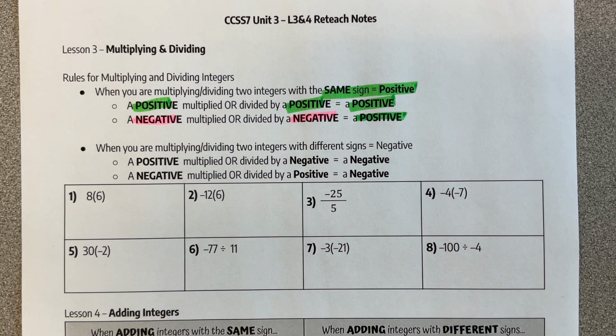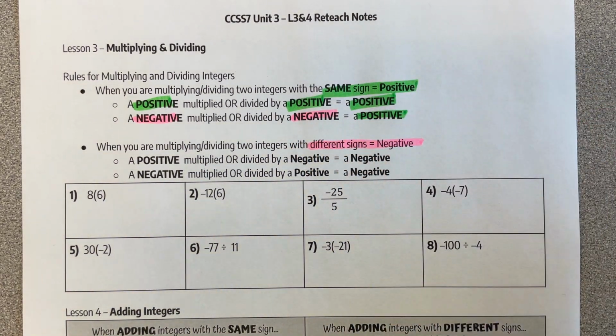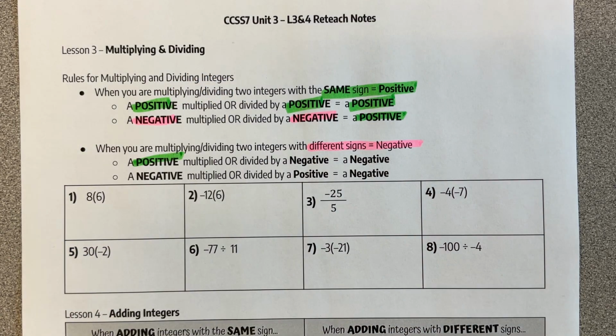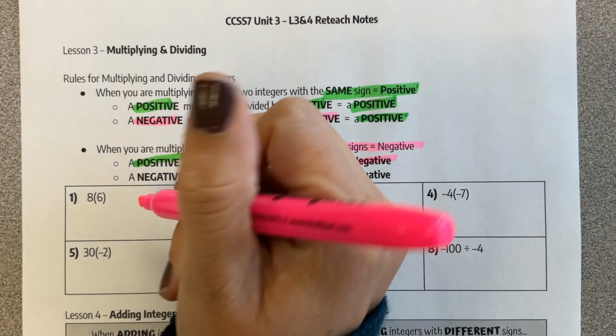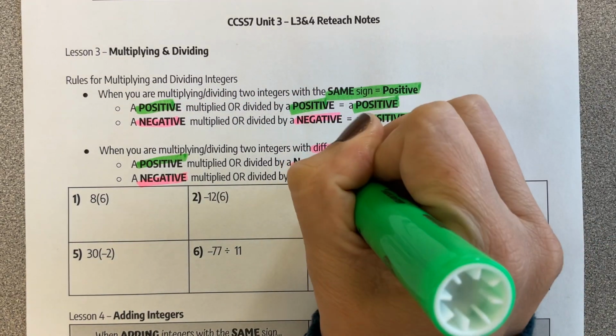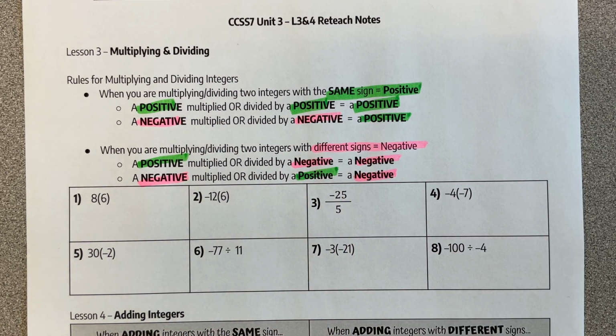When we have two integers with different signs, that's going to be negative. So when we have a positive and a negative, that's going to be negative. Or when we have a negative and a positive, that is also going to be negative. So let's look at this in action.